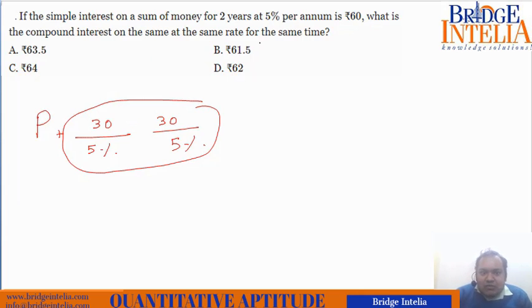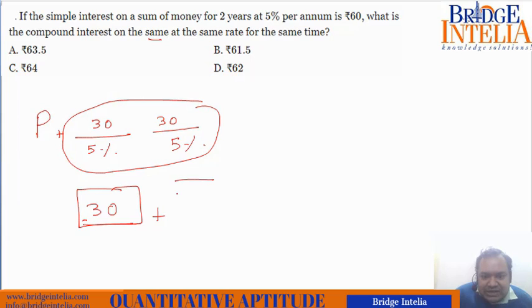Now the question is, what is the compound interest at the same rate for the same time? So everything is the same, just change from simple interest to compound interest and see what will happen. What happens in case of compound interest? First year it is the same. First year both compound interest and simple interest behave the same. So first year you earn rupees 30.